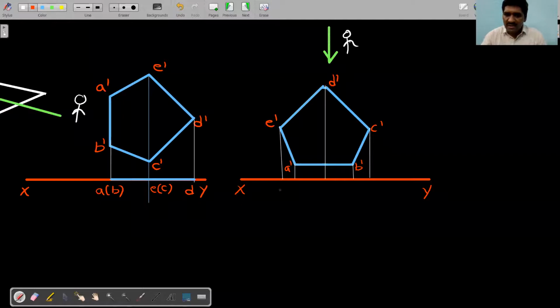Just see here. So this becomes actually the perfect top view, all of you. Okay, therefore what happens, so E is visible. One second. Right, so E is visible, A is invisible, D is visible, B is invisible, C is visible.